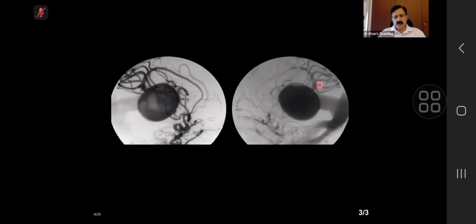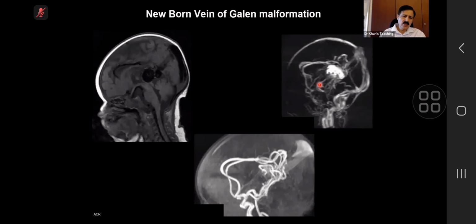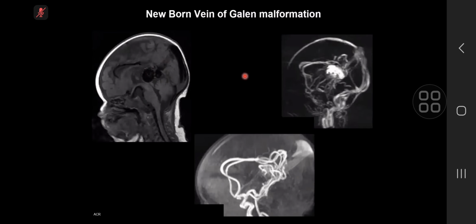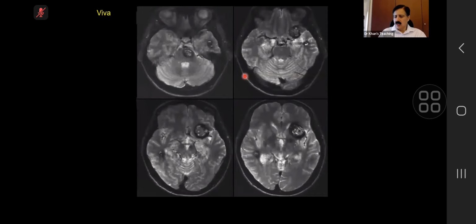On the other hand, if it is not as blatant a case as this one, you can even see vein of Galen aneurysms in more advanced age groups, even in adults. This is another case where you can see this flow void here, and there is drainage into the superior sagittal sinus. There is no straight sinus here. So this is aneurysm. Okay, this is the last case for you, candidate 4, and candidate 5 should be ready after this.